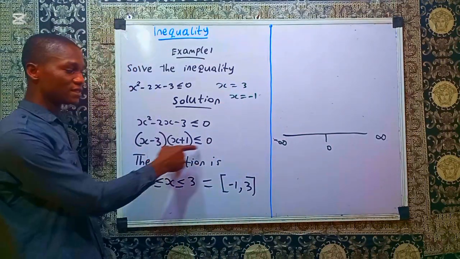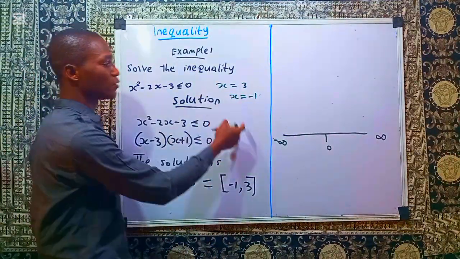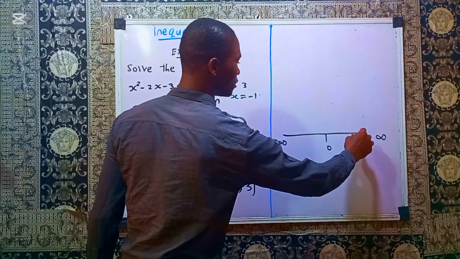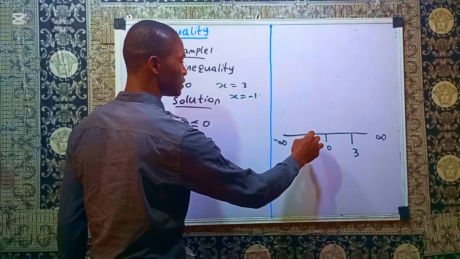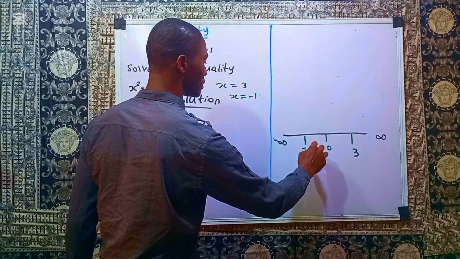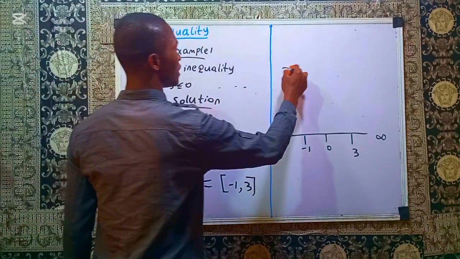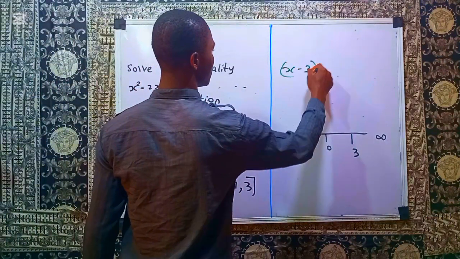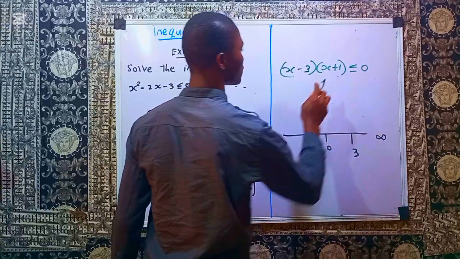And when we set this equal to 0, you saw that when we did it here. So this 3, where will 3 be? 3 will be located this side. Here is 3. Minus 1 will be located this side. Here is minus 1. Remember, this is what we have: x minus 3, x plus 1 less than or equal to 0. This is what we have.